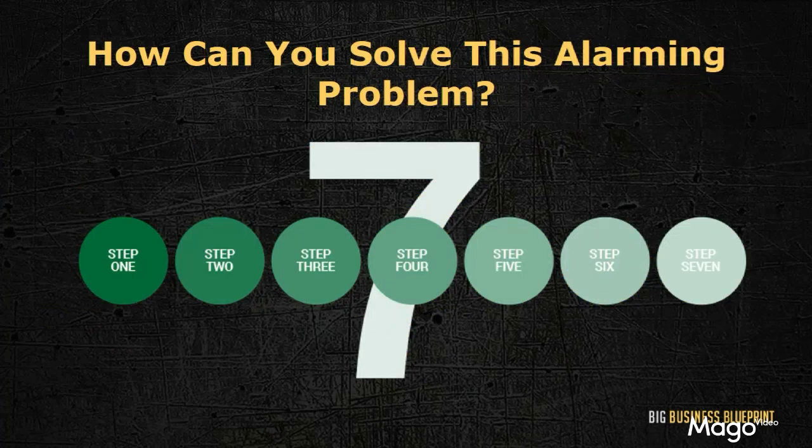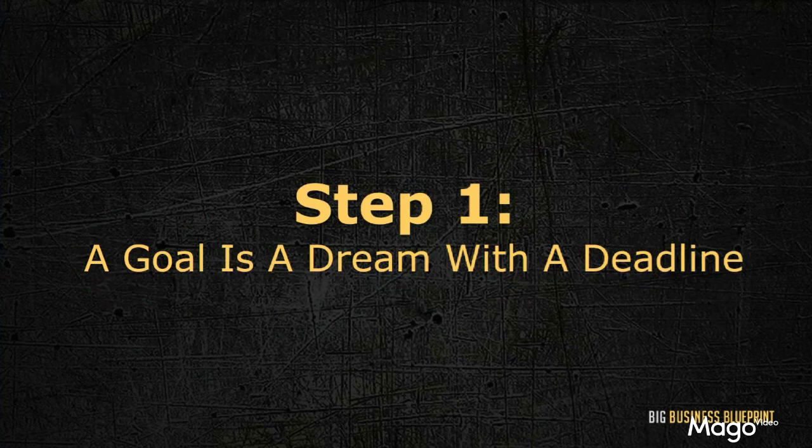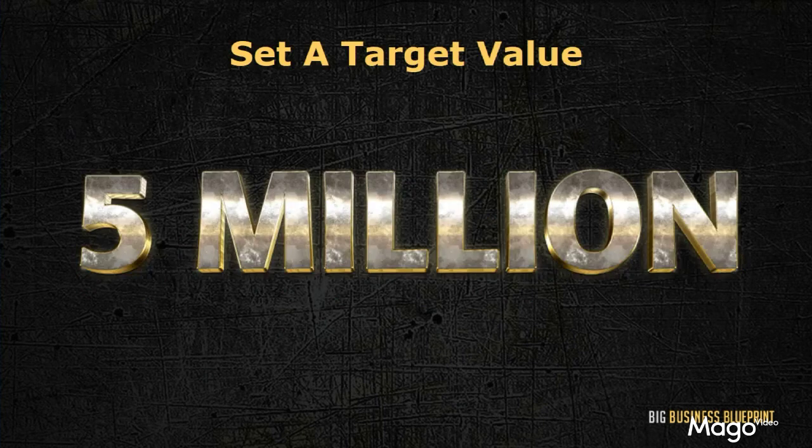Here's how you can turn the whole situation around by following these 7 steps. Step 1. A goal is a dream with a deadline. Set a target value on how much you want to sell your business for, and with a realistic time frame. For instance, if $5 million is a 12x multiplier, this is how you should be thinking. I want to sell my business for $5 million in 2 years' time.